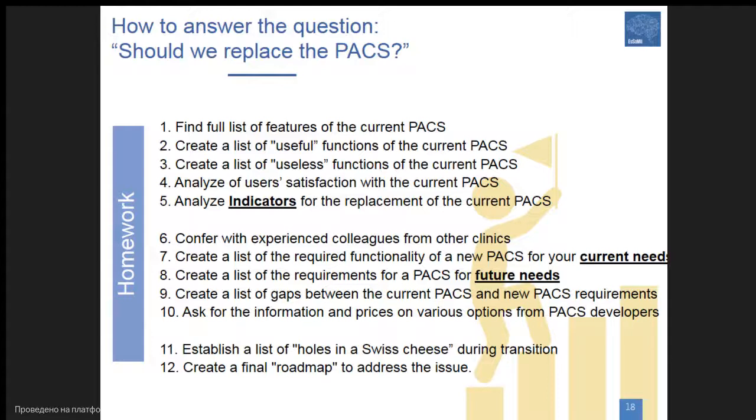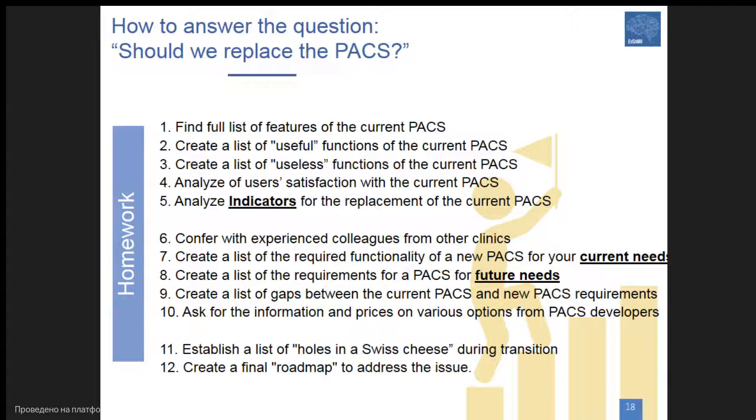First of all, you should list all the features of the current PACS, define useful and useless functions, analyze user satisfaction, and analyze indicators for the replacement of the current PACS. I will talk about them on the next slide. So you need to analyze what you have, because in order to find the funding for the new IT project, you should talk with the stakeholders, present the project, and explain what will be better, what are the aims which will be achieved with the new IT system, and what common good would be provided for the healthcare system, for the hospital, or for a network of medical centers.